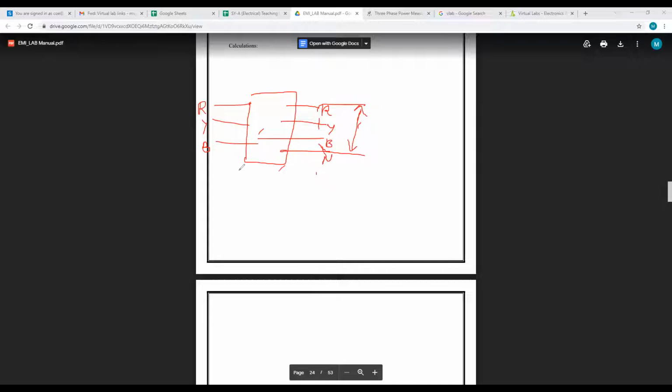So this we will call a 3 phase 4 wire system. Already you have studied it in the first year, this 3 phase 4 wire system. We are studying 3 phase, but 3 phase may be connected in star or it may be connected in delta. The star connection will be like this.